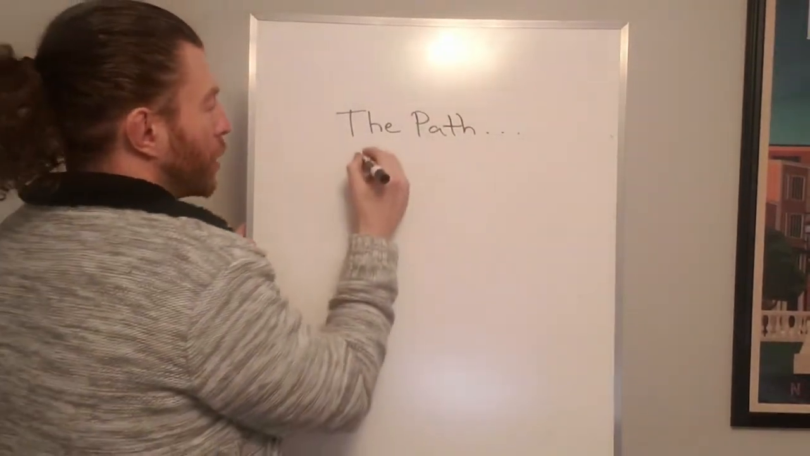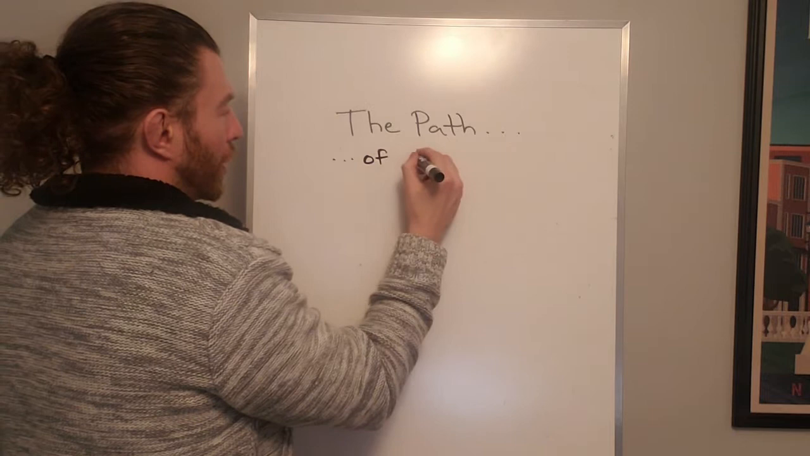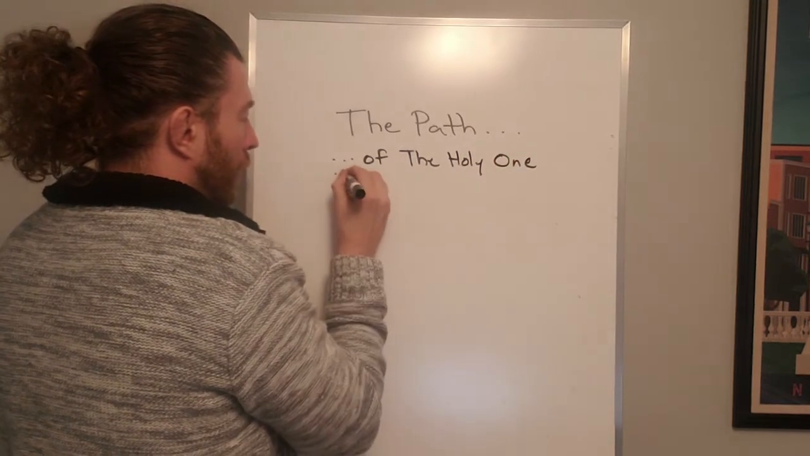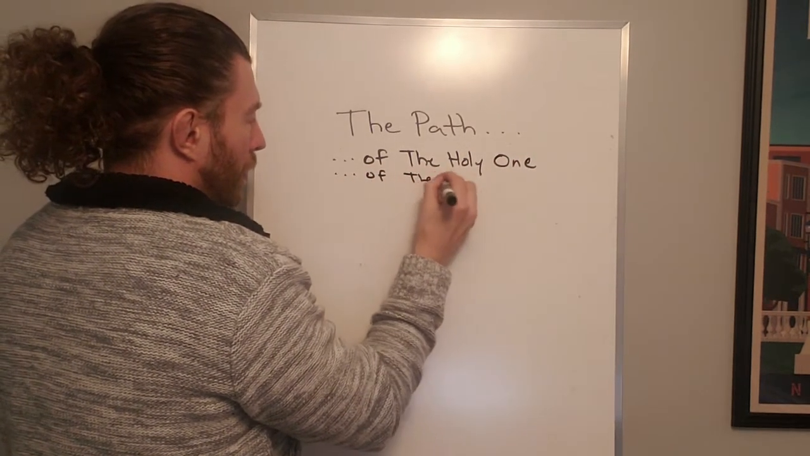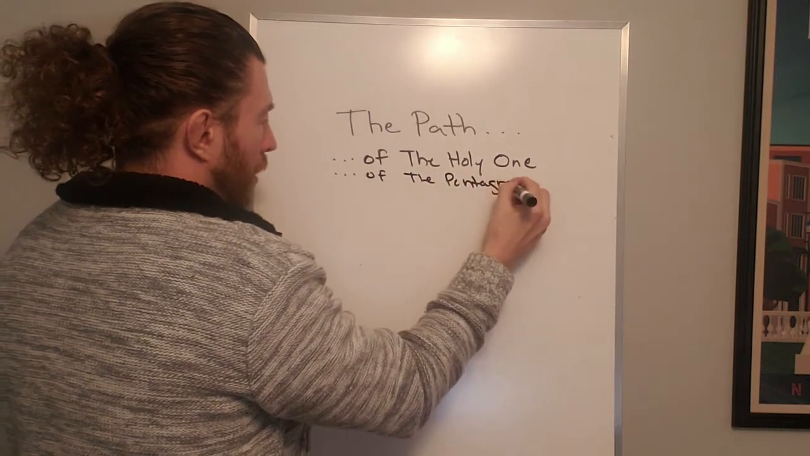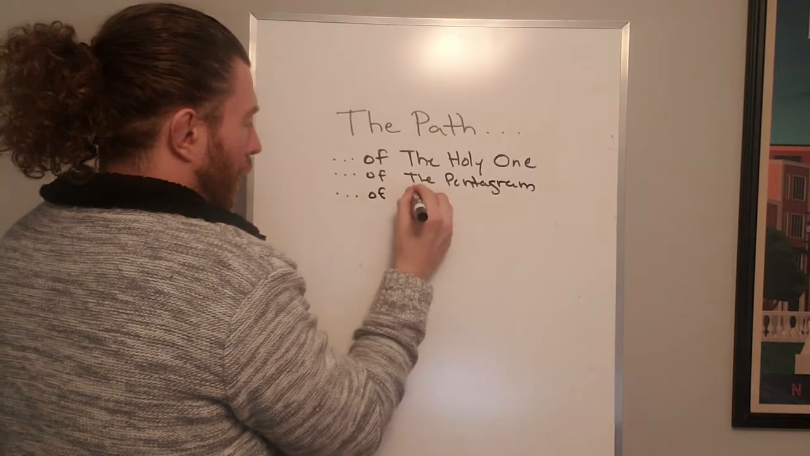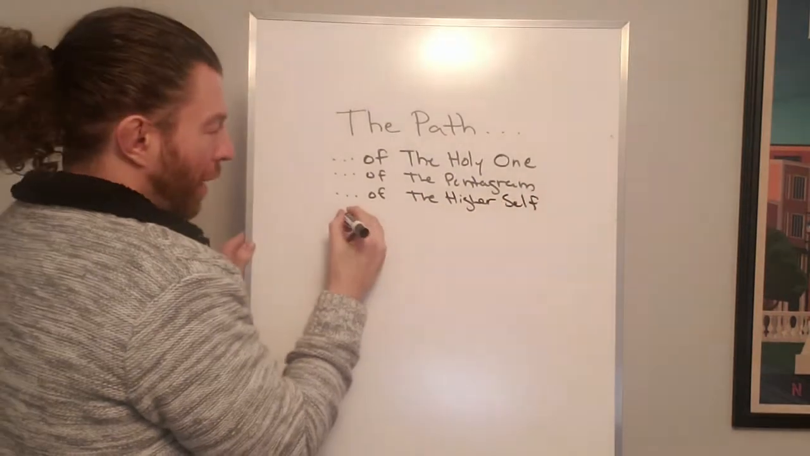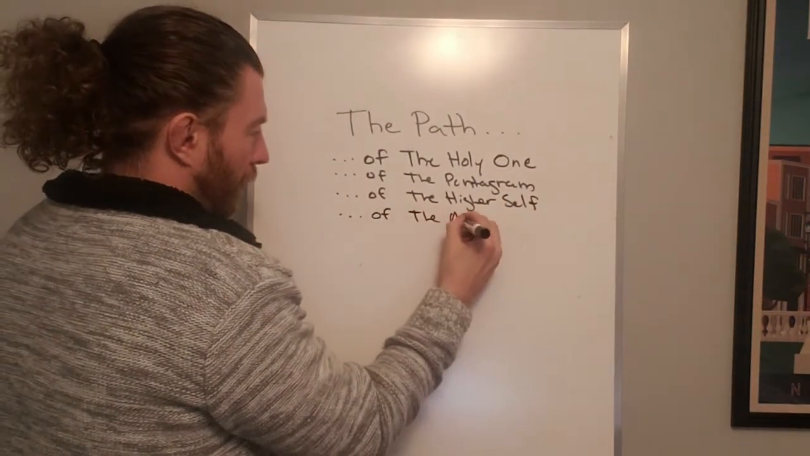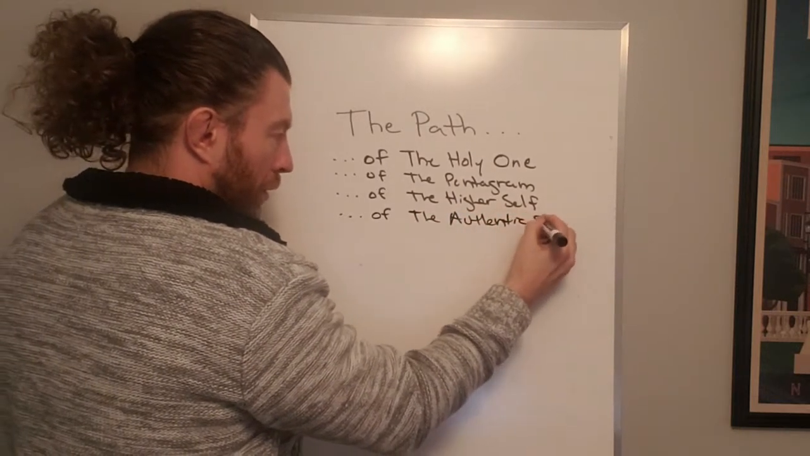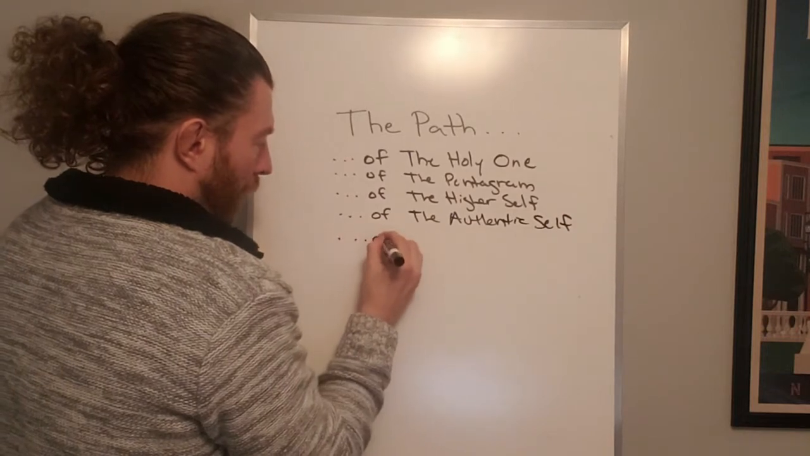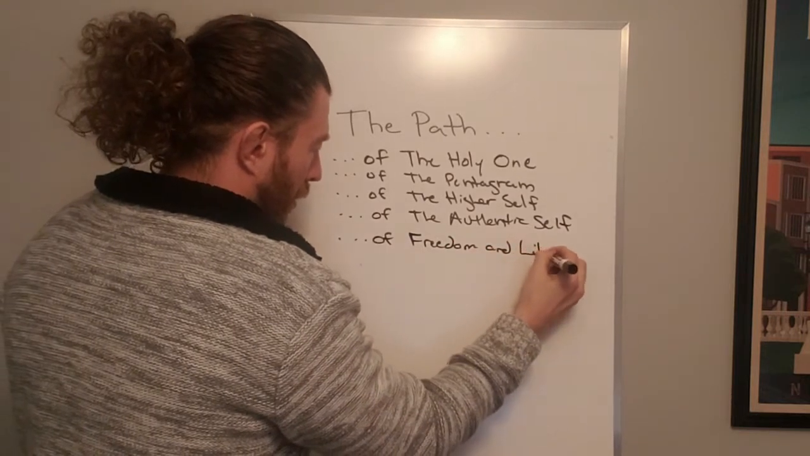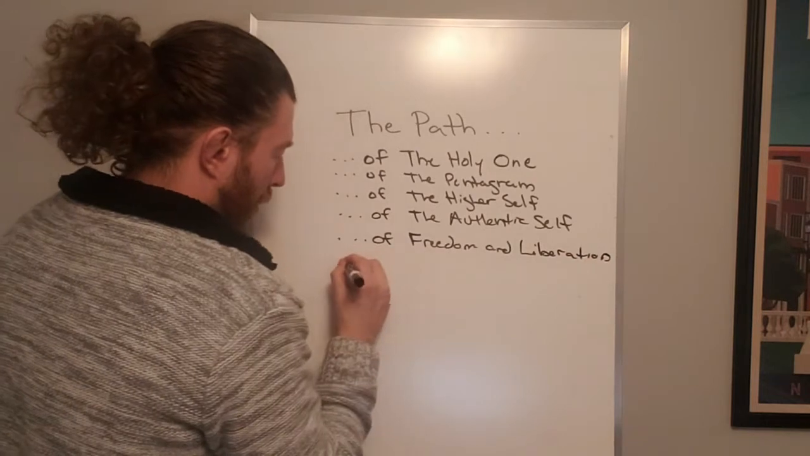So it's called the path. It can be called the path of many things. I call it the path of the Holy One, which I believe is our higher self. The path of the pentagram. The path of the higher self. The path of the authentic self. The path of freedom and liberation. And the path of ascension.